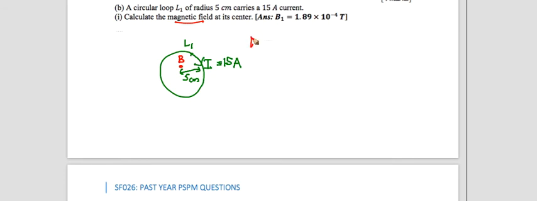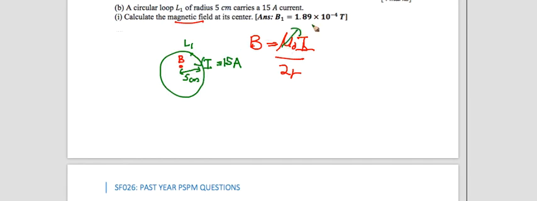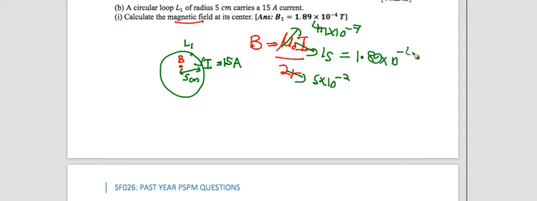To calculate B, you can use the equation for the loop at the center: B is equal to mu naught I divided by 2R. The value of mu naught is a constant, as you know, 4 pi times 10 to the power of minus 7. The I is 15 ampere, and 2 times R, the radius, 5 cm converted to meters is 5 times 10 to the power of minus 2. So B at the center for loop 1 is equal to 1.89 times 10 to the power of minus 4 Tesla.